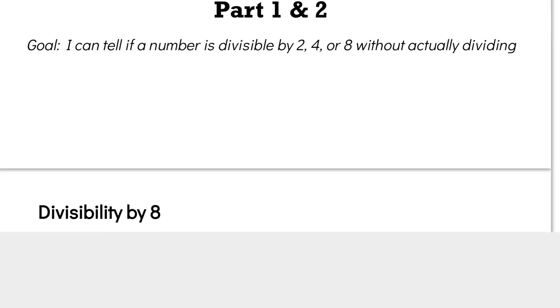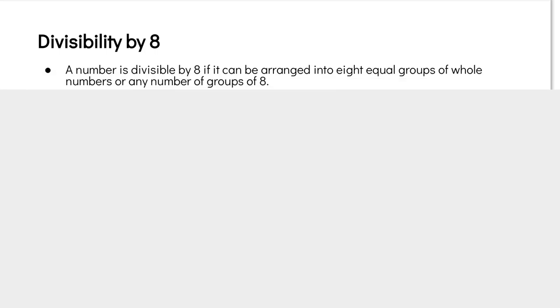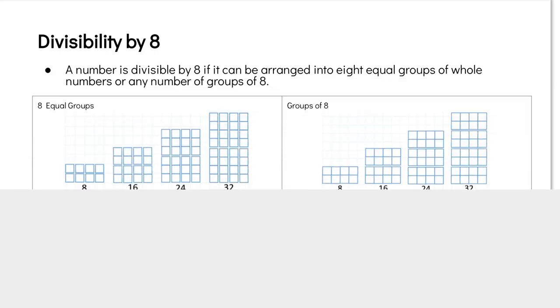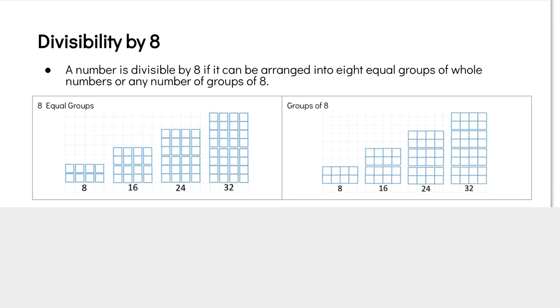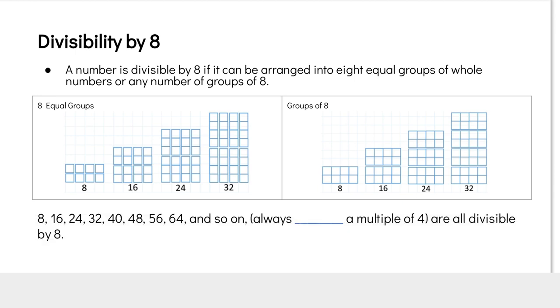First, we have divisibility by 8. A number is divisible by 8 if it can be arranged into 8 equal groups of whole numbers or any number of groups of 8. And that's what we have here in these two. On the left here is 8 equal groups, right? 16 can be made into 8 equal groups of 2, 24, 8 equal groups of 3, 32, 8 equal groups of 4. And then on the right-hand side, we have all groups of 8. So 32 is 4 groups of 8, and 24 is 3 groups of 8, and so on. So we have 8, 16, 24, 32, all the multiples of 8.